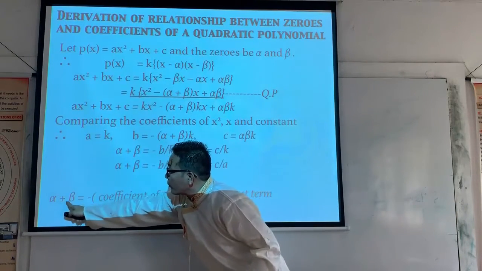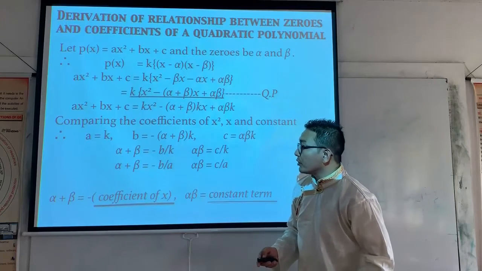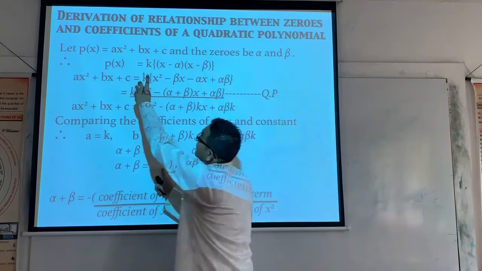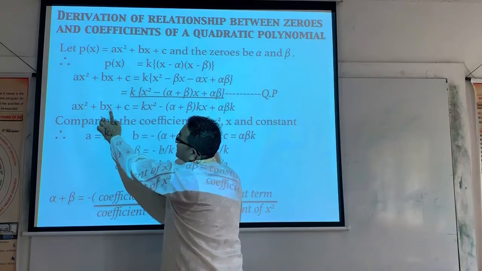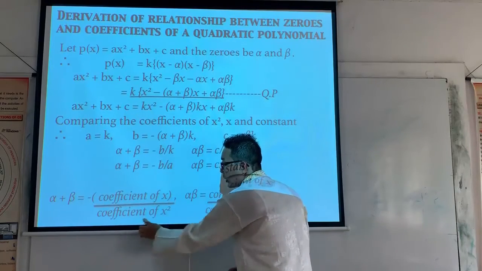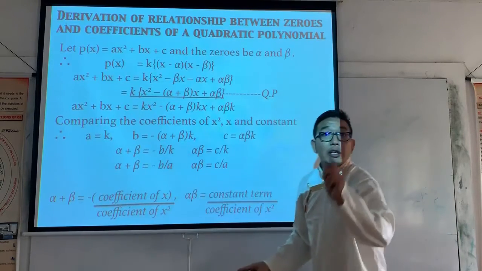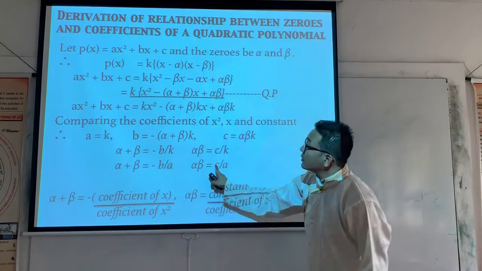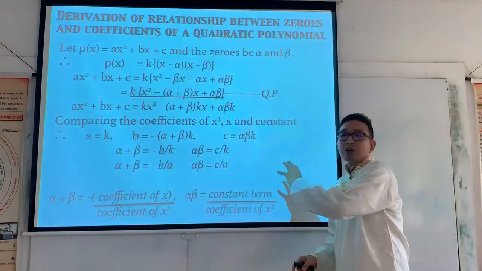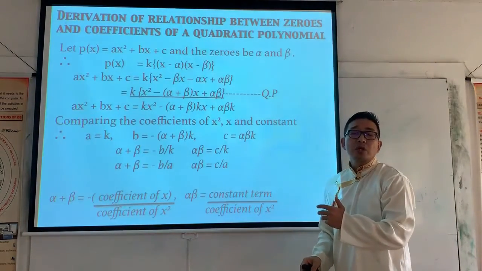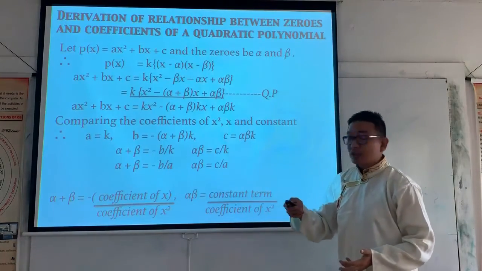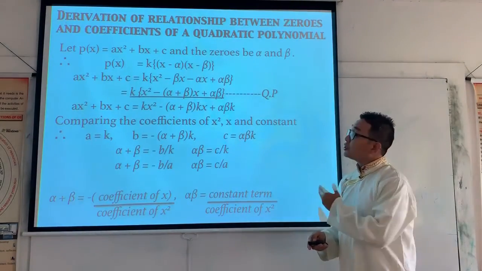So for any polynomial, the sum of zeros is minus the coefficient of x divided by the coefficient of x square, and the product of zeros is the constant term divided by the coefficient of x square. That is, the sum of zeros is minus b by a and the product of zeros is c by a.